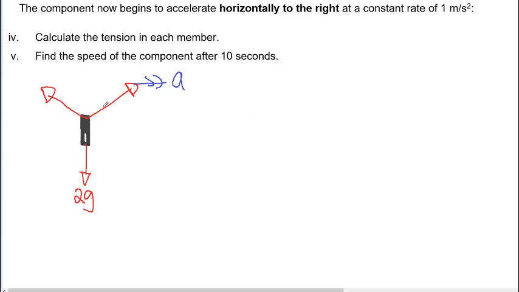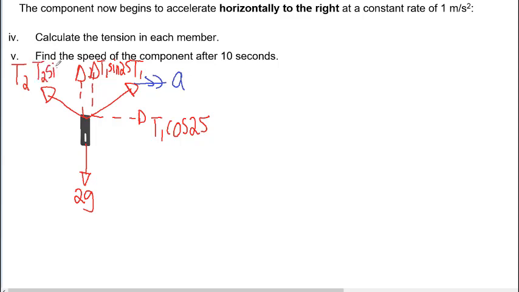So let's redo these forces again. Now we have to give them names. This is T1, this is T2. Now, let's resolve these two forces. So the first one here is going to be T1 sine 25, because again this is still 25. This one's going to be T1 cosine 25, because that's 25. This one here is going to be T2 sine 25, and this one here is going to be T2 cosine 25.